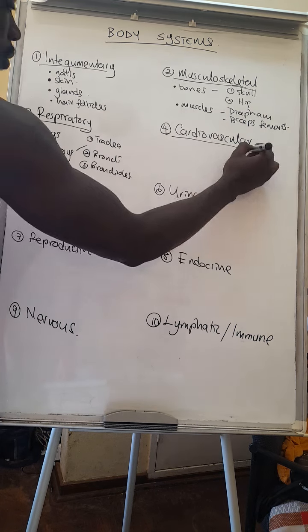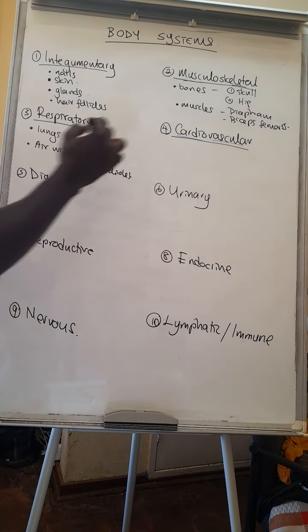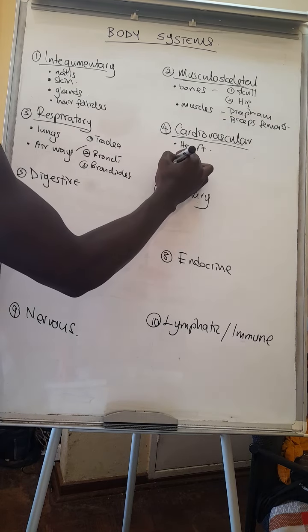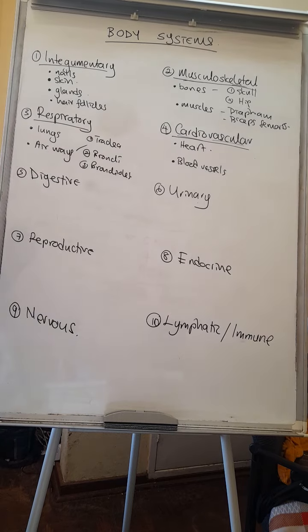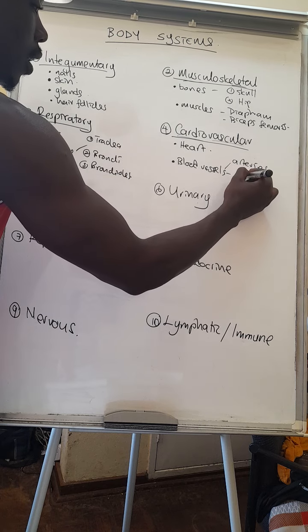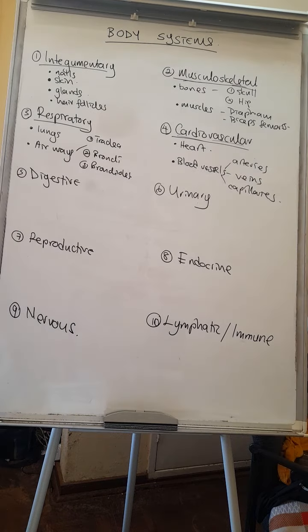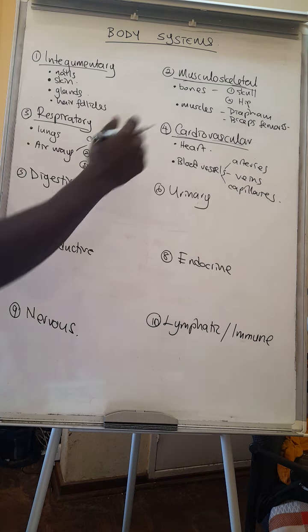Then we have the cardiovascular system. From the word cardio, that's heart, and vascular, that's vessel. So here we're talking about the human heart and the blood vessels. Our vessels are mainly divided into arteries, veins and capillaries. So the heart and blood vessels constitute the cardiovascular system, basically the distribution of components around the body.